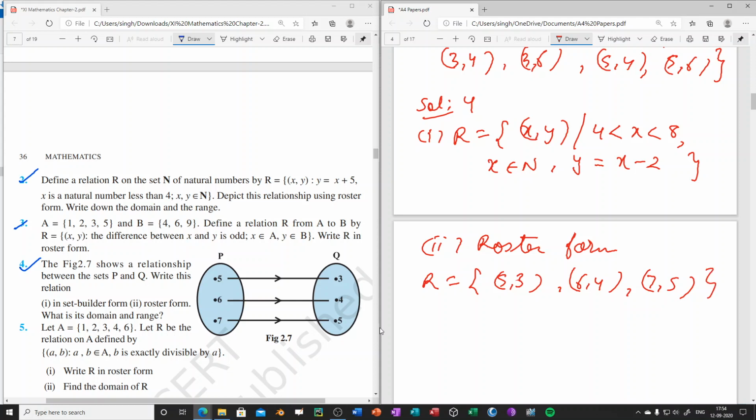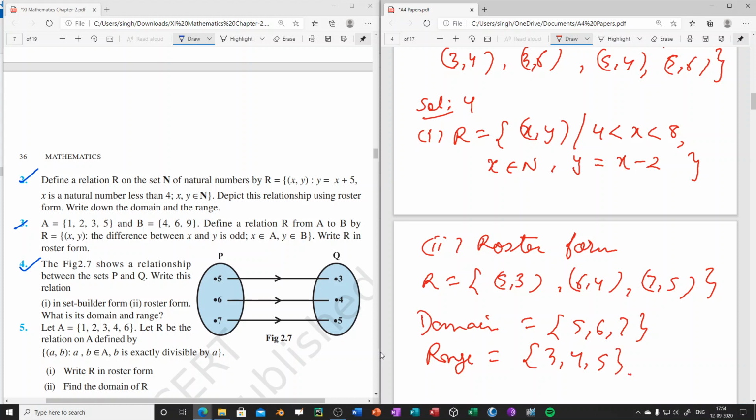roster form. Then what is the domain and range? The domain, we already know what the domain is: the collection of all the first elements of the ordered pairs. So that will be 5, 6, 7. And what is range? Range is the collection of all the second elements of the ordered pairs. So that is 3, 4, 5. So with this, question number 4 is complete.